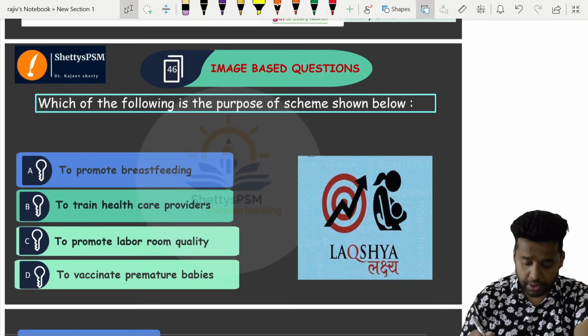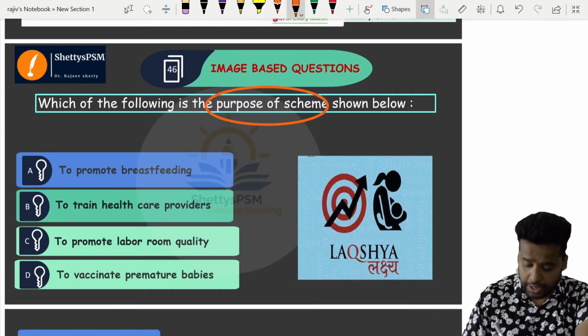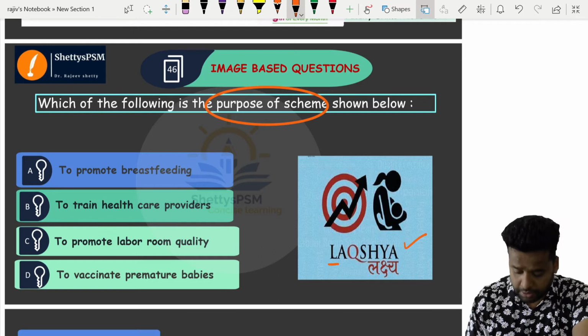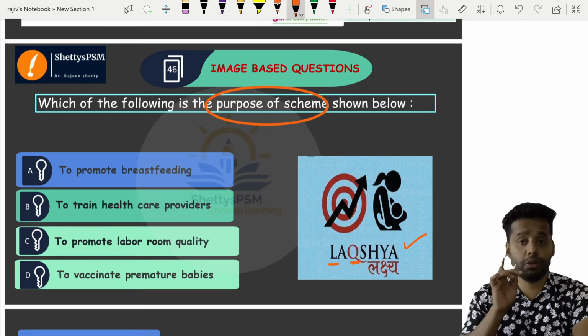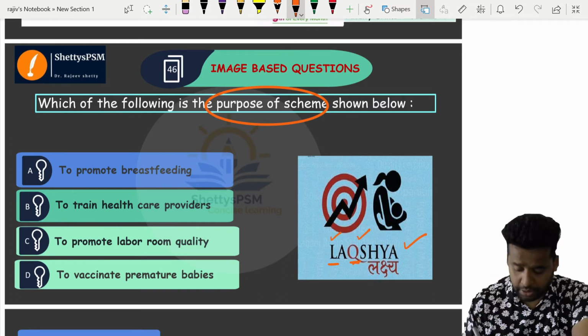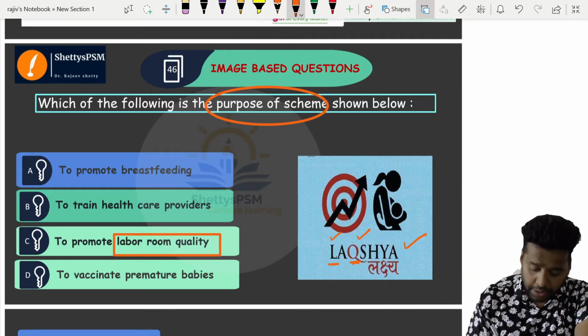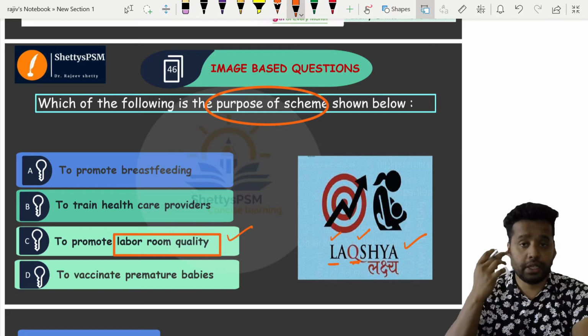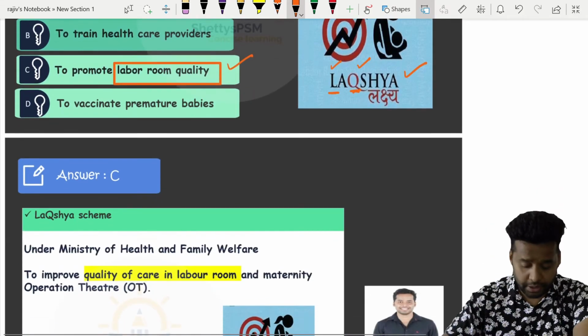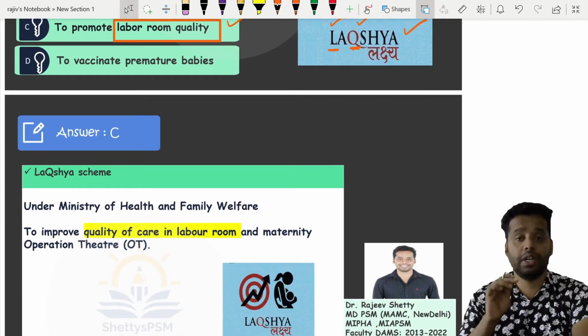Which of the following is the purpose of the scheme shown? It is the Lakshya scheme, beta. Good. It is LQ, labor room quality. Everything is within the words, look. Labor room quality. Where is the option? Here is the answer. Labor room quality, right from community health centers and medical colleges. Labor room quality has to be improved.